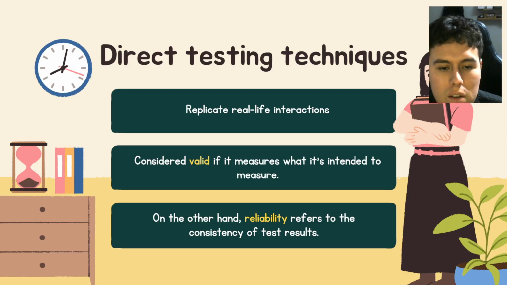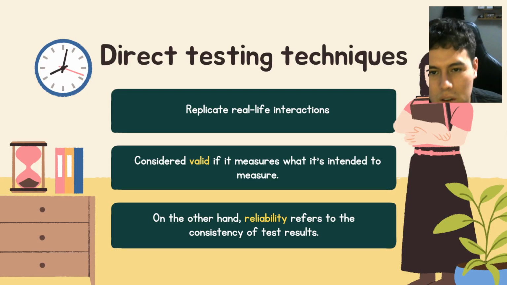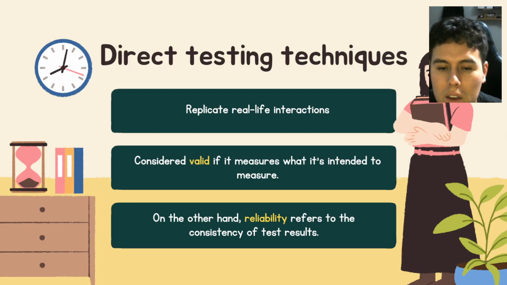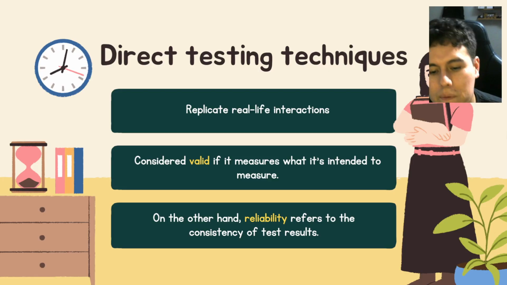Well, to be considered valid, it has to measure what it is intended to measure, the level of the taker. And on the other hand, reliability refers to the consistency of the results. It has to be consistent no matter the context or the time.